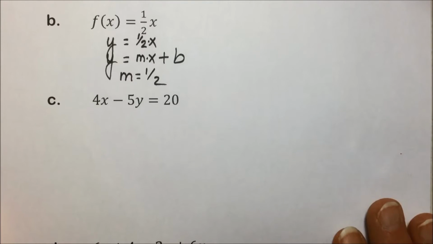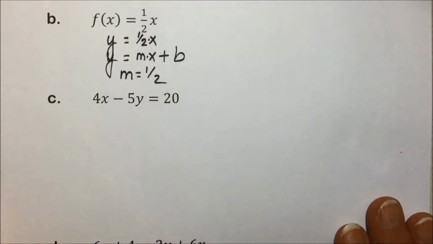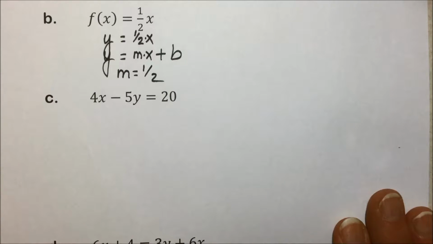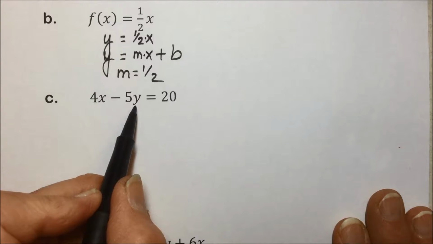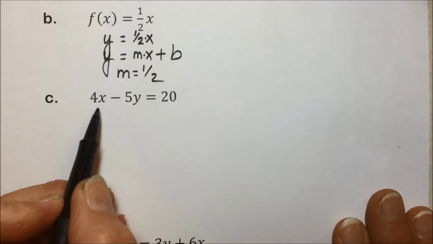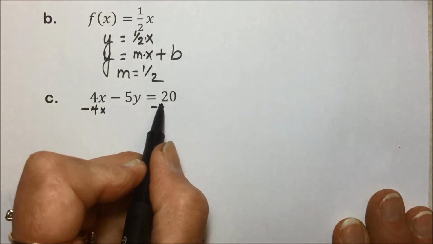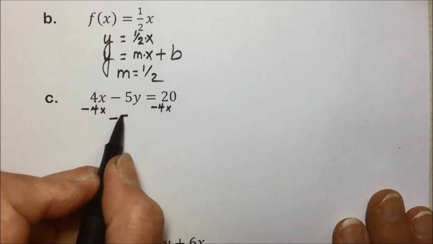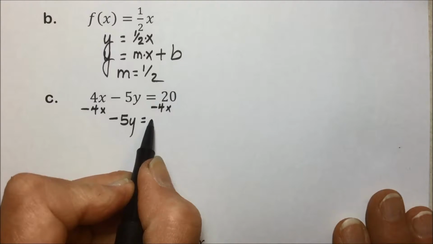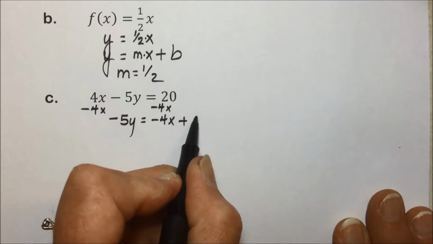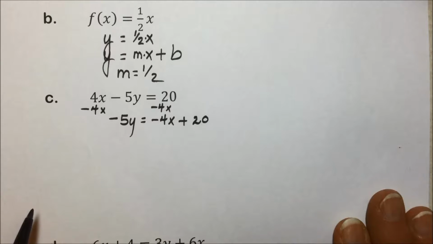In this next example, they're asking us to determine the slope here, but we need to do a little bit of work, and as it turns out, y is not by itself, so we need to first get y by itself before we can answer the question. So one option would be to subtract a 4x from each side. That leaves a negative 5y, and since we have that slope-intercept in mind, I'm going to put the minus 4x first and bump that 20 behind it.